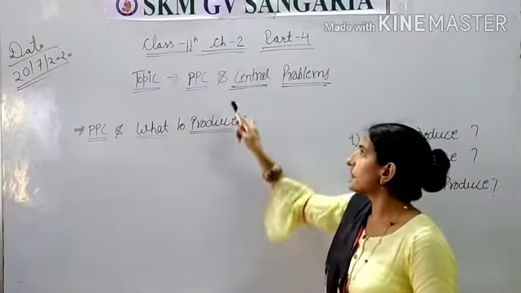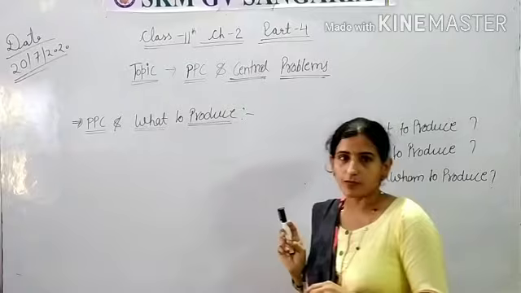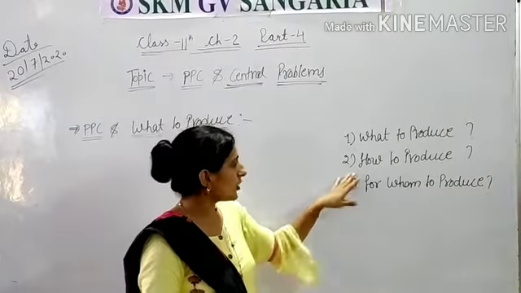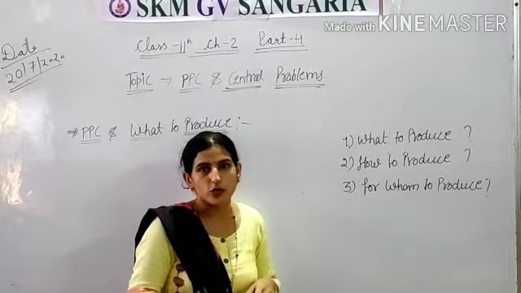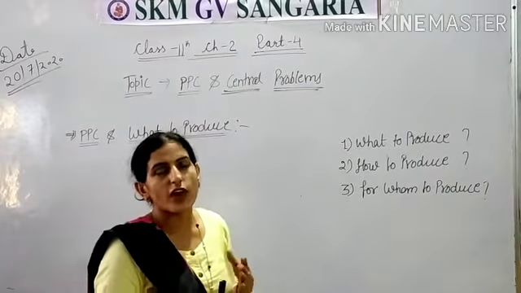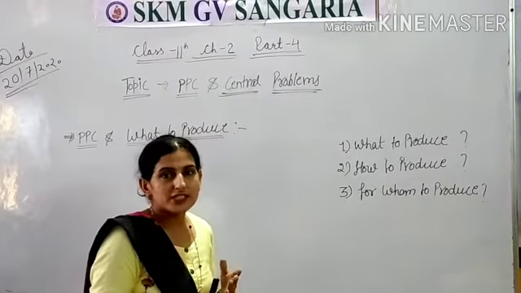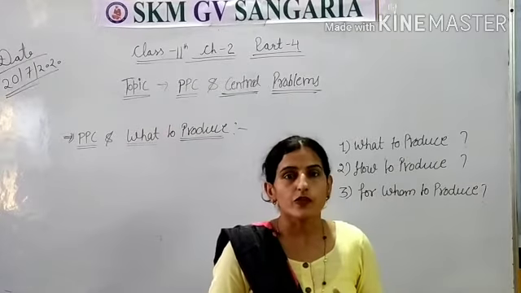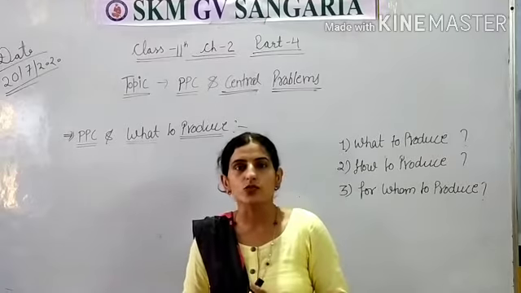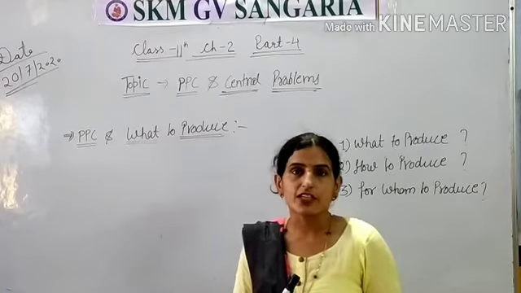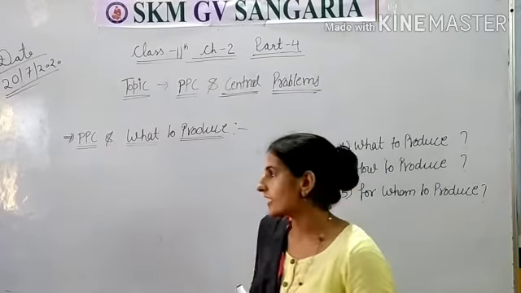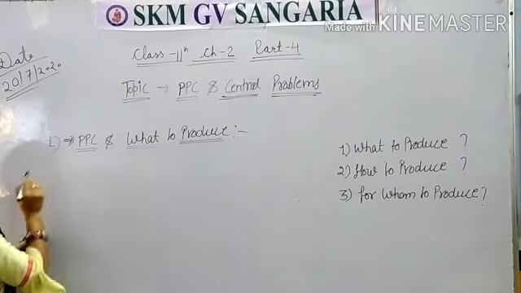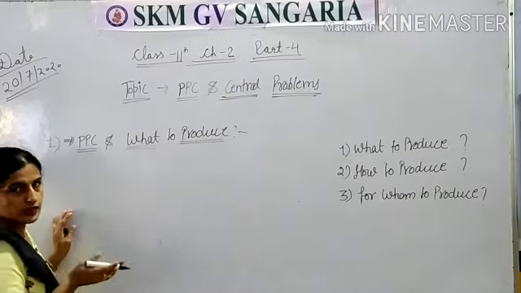Going to discuss PPC and central problems. As central problems, we earlier discussed what to produce, how to produce, and for whom to produce. And PPC, we also discussed what is PPC. PPC shows the different combinations of production of two goods which can be produced with the help of given resources and given technology. Okay. Now we will discuss PPC and what to produce.